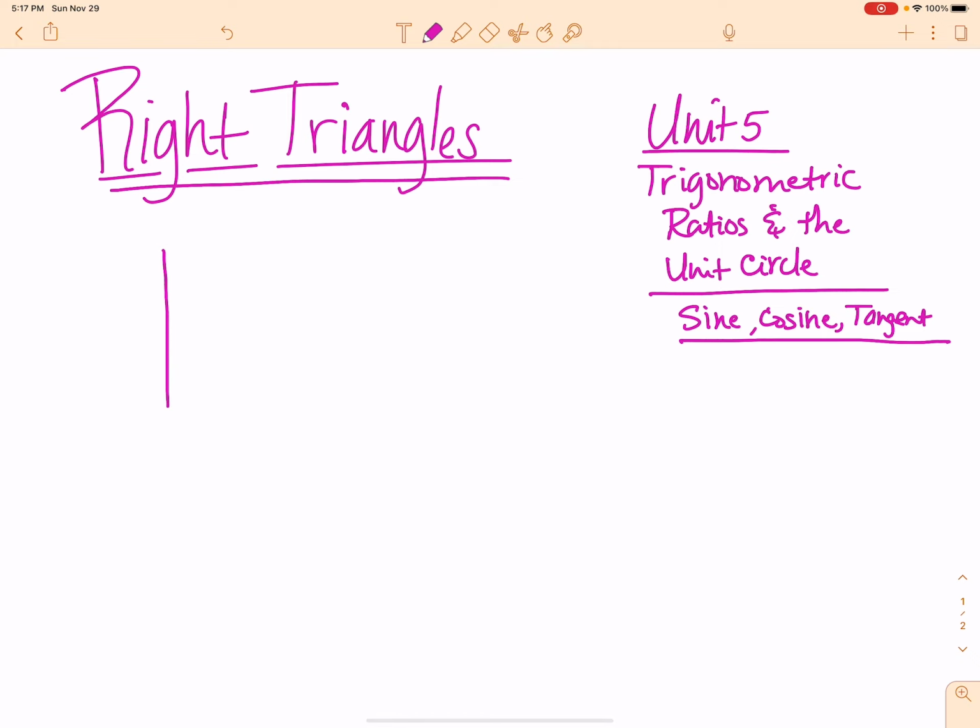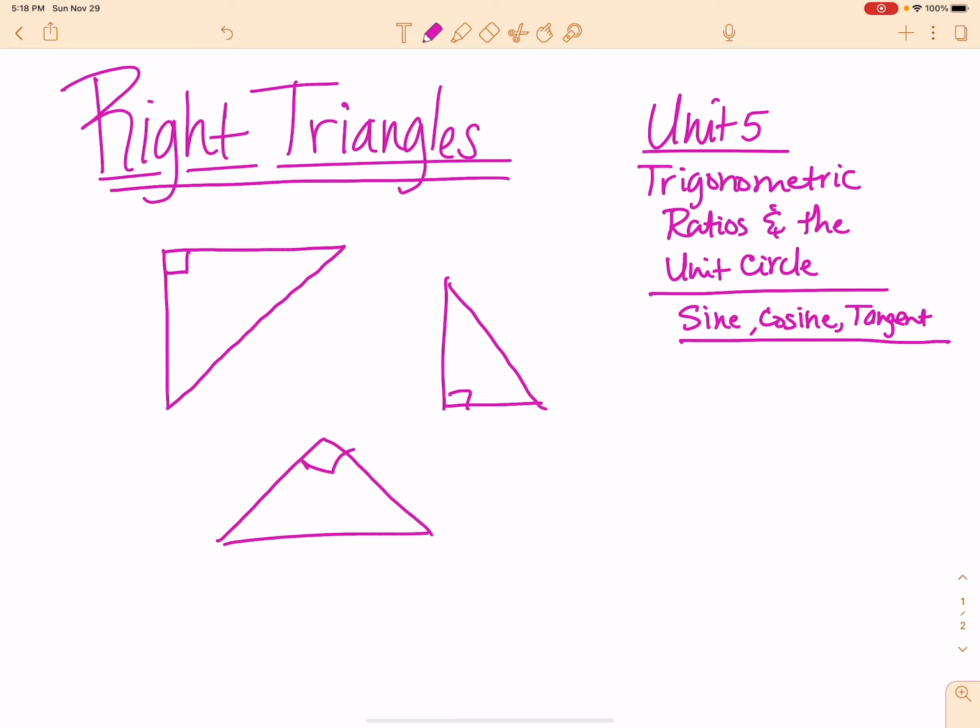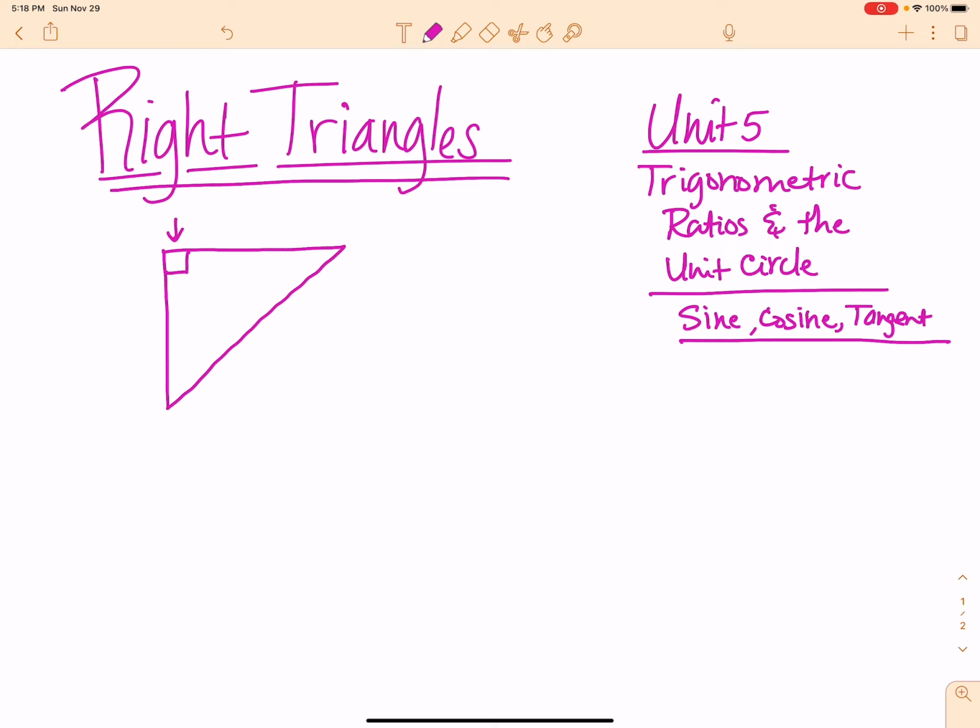Now, it doesn't matter how you draw a right triangle. I could draw it that way, I could draw it this way, as long as you recognize that there's a right angle in it. So let's talk about the anatomy of a right triangle. Remember, there can only be one right angle. That's what makes it a right triangle.